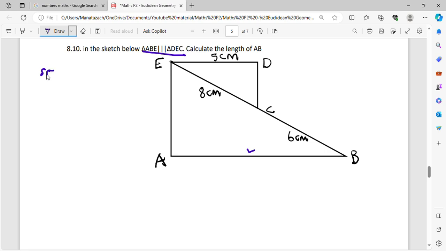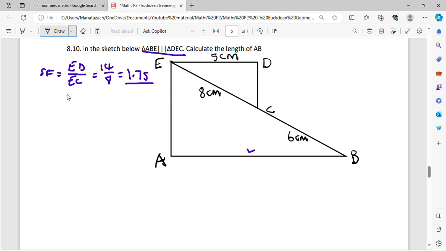So for the scale factor, we know that the length of ED is 8 plus 6, which is 14. We can divide it by the length of EC to get the scale factor. So here you'll have 14 over 8. The scale factor is about 14 divided by 8, 1.75.